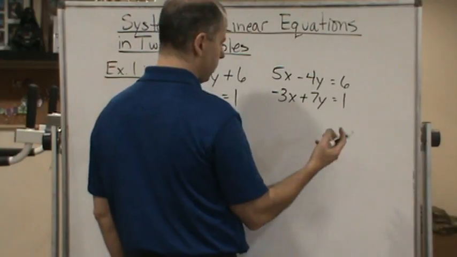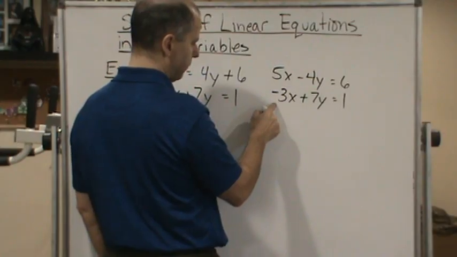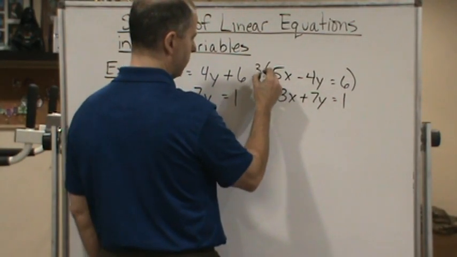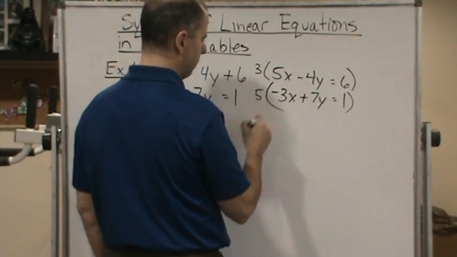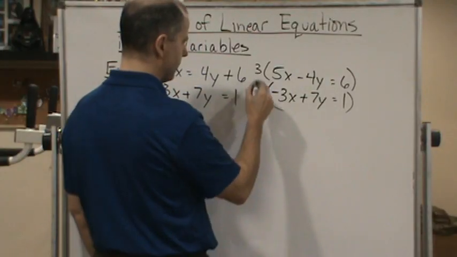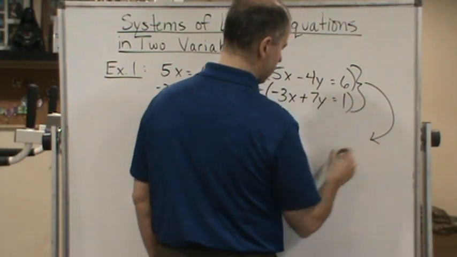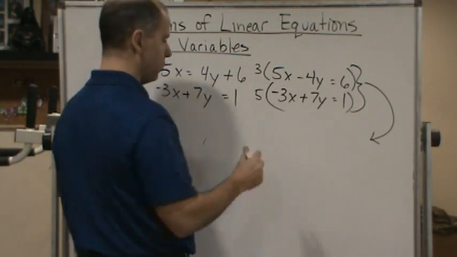So the obvious answer is I can multiply the 5 by 3, and I can multiply the negative 3 by 5. So let's do that. So let's multiply this whole thing by 3, and let's multiply this whole thing by 5. And so what will happen is now I'm going to get a new system of equations, but it'll be the same solution set.